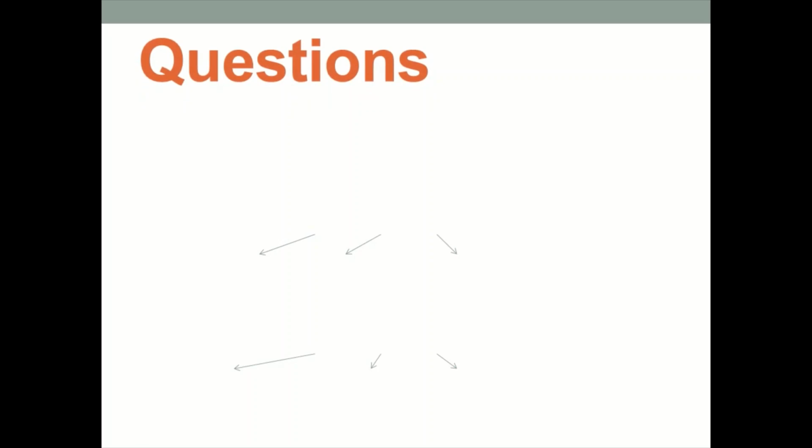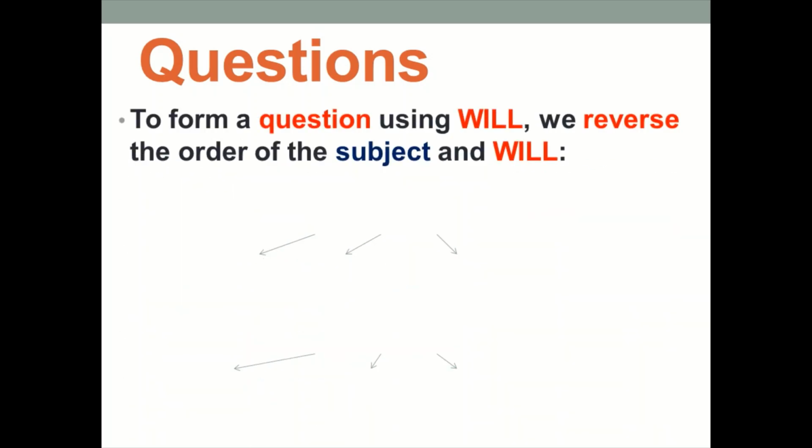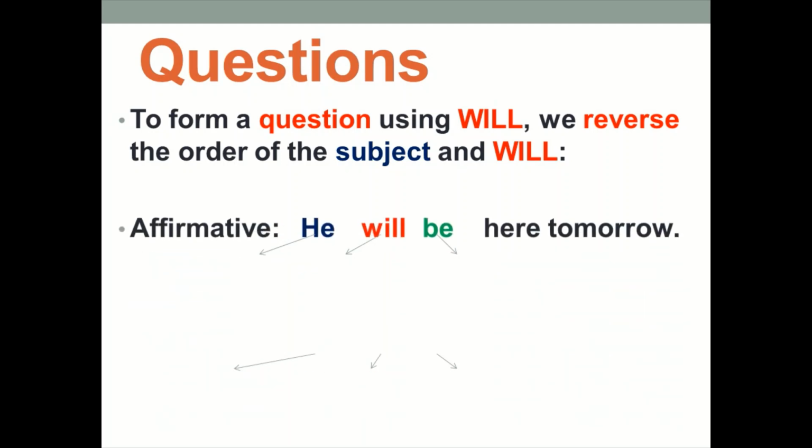Okay, so to form questions, we will use will in asking questions by reversing the order of the subject and will. So when we say reverse, that means we switch the positions of will and the subject. Take a look at these examples. In the affirmative form, he will be here tomorrow. What is the subject there? So the subject is he, followed by will, and of course the main verb.